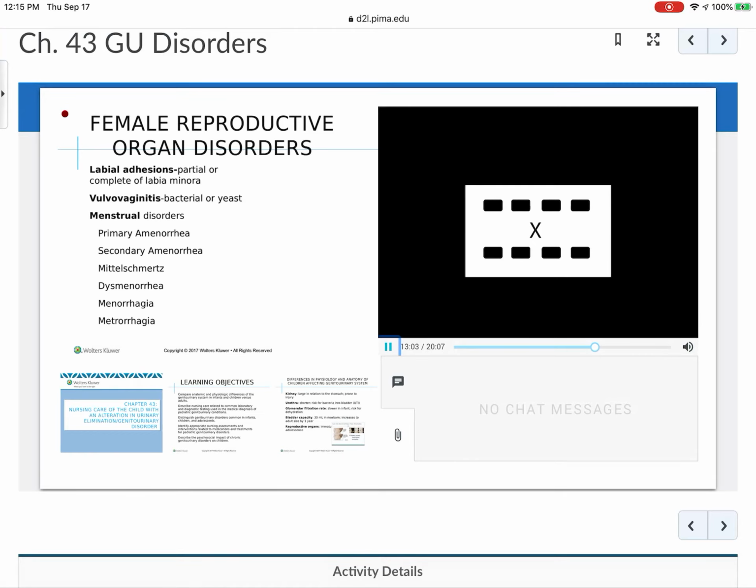Mittelschmerz is that abdominal pain that they have, cramping pain about midway through the cycle. Dysmenorrhea is pain with menstruation. So people who have endometriosis or fibroids have this. Menorrhagia is excessive menstrual bleeding. So sometimes this is the time when they have to go in and do an ablation or things like that. And then metrorrhagia is bleeding between periods. So sometimes they're not using their contraceptives correctly, or they have an IUD that's causing them to bleed, or it could be miscarriage or an ectopic pregnancy.